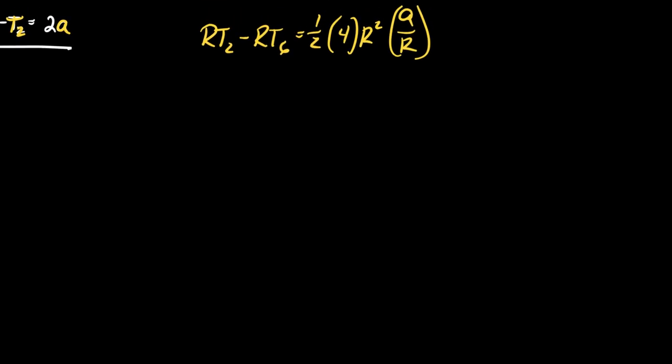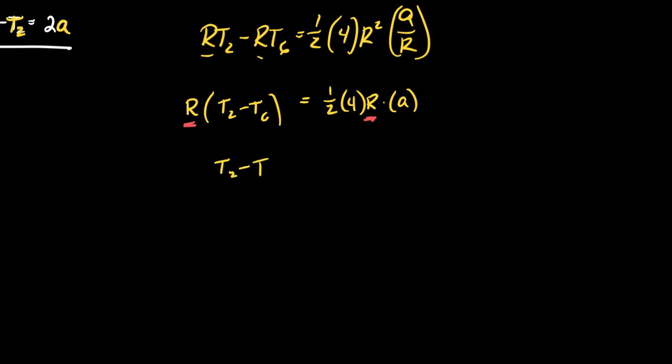Your algebra skills sometimes need some help, so let's take a look at doing some algebra. Do you notice that on this side, one of the R's cancels? So let's write that step out: 1/2 times 4 times R times a. This side, do you notice there's an R in every term? So factor the R out. And do you see that we have an R on this side and an R on this side? So we can divide it across both sides and then write this as T2 minus T6 equals 1/2 times 4a.